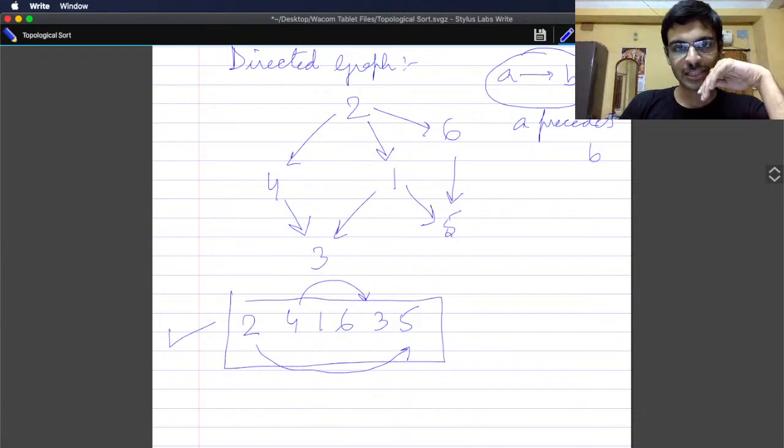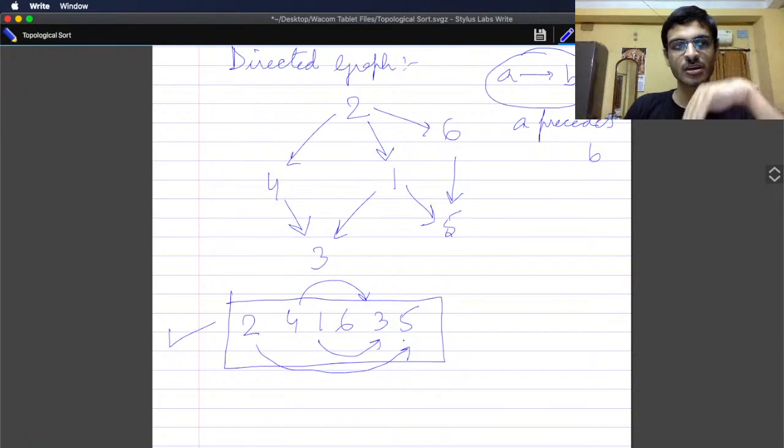Okay, you get something like all the links are actually obeyed. 1 to 3 means 1 comes before 3. Now you can say, is this the only one? No, this is not the only one.